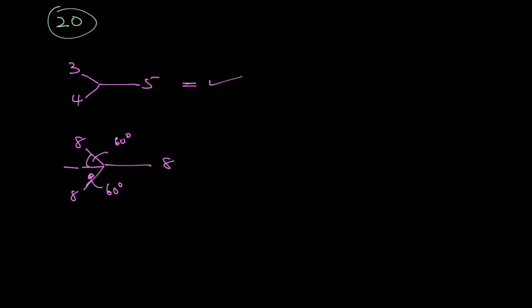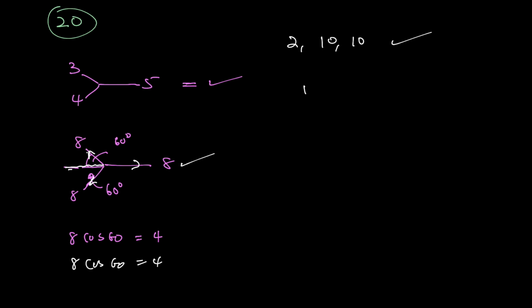If you resolve it, you're going to get 8 cos 60. Cos 60 is a half, so that would be 4. And you resolve the other 8 too, and that will again be 8 cos 60, which is 4. Because they're going in opposite directions, they will produce 0. So that is okay. Likewise, 2, 10, and 10 will produce 0. So the only different one is D, which will be 3, 6, and 10.